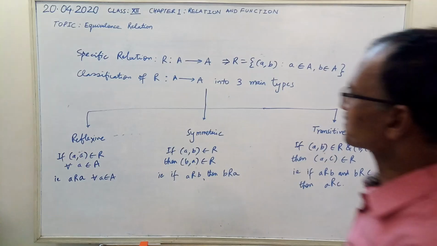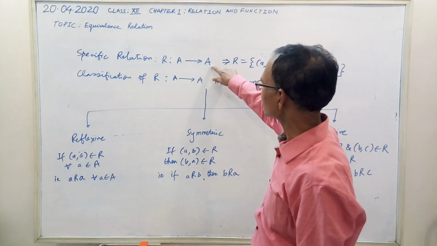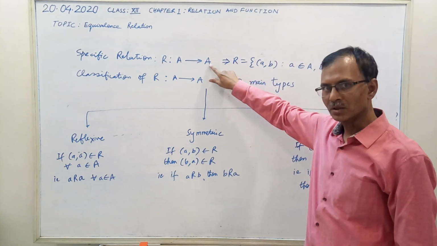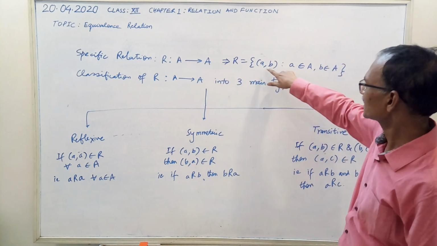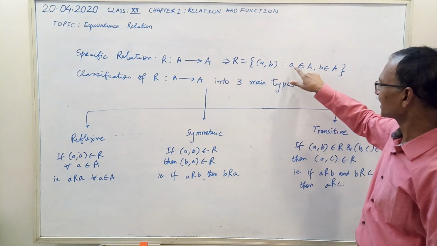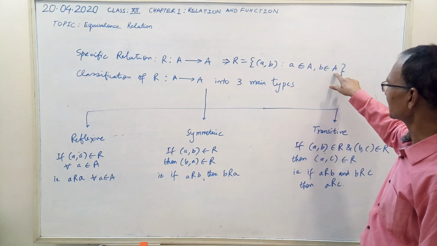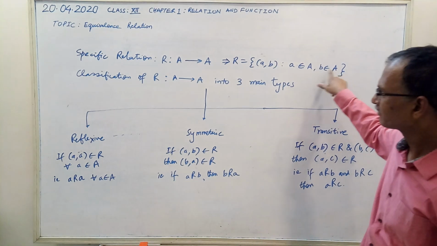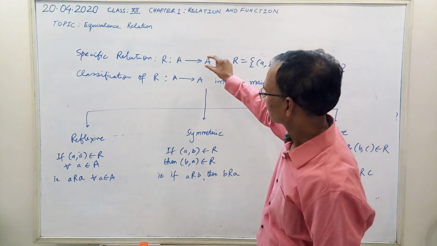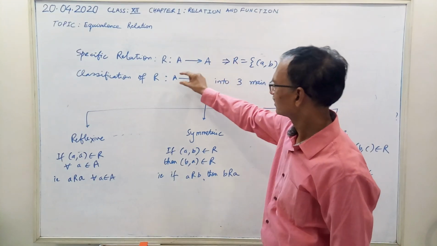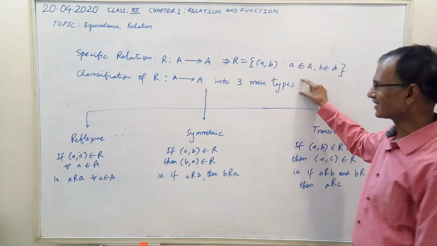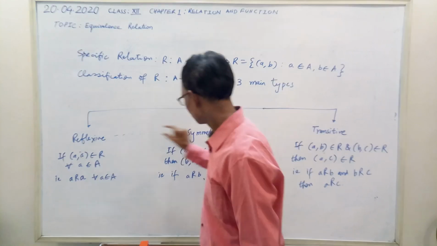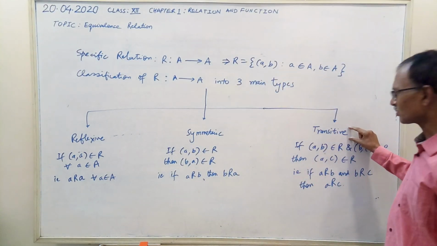Now, children, we come to a specific relation in which set B is equal to set A. That means the codomain is also set A only. So here R will be a set of ordered pairs, but A and B both will be coming from set A. Here there is only one set. The codomain is also set A. Now this type of relation is put into three main categories, three main types. One is called reflexive, second is called symmetric, and third is called transitive.